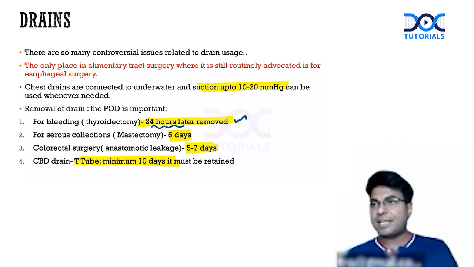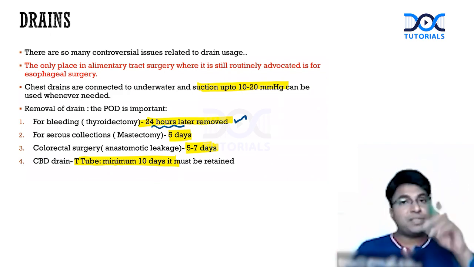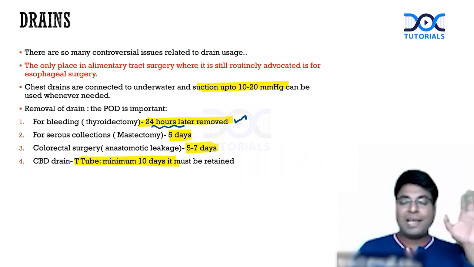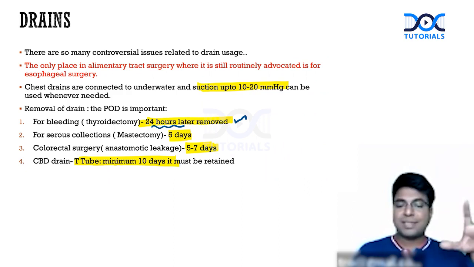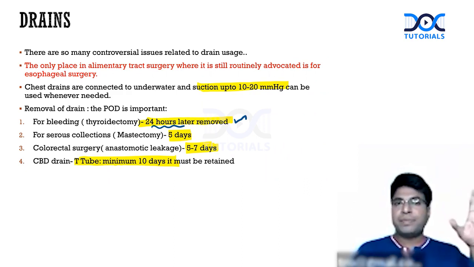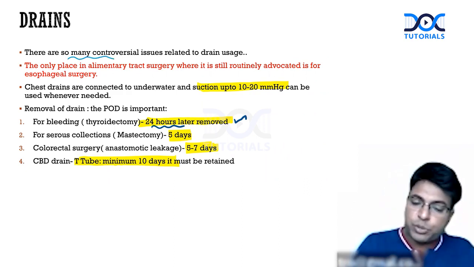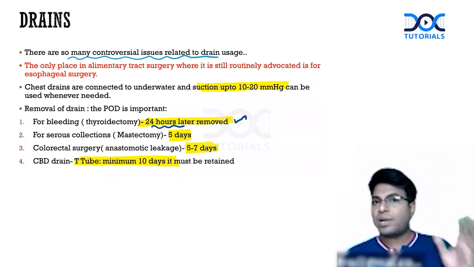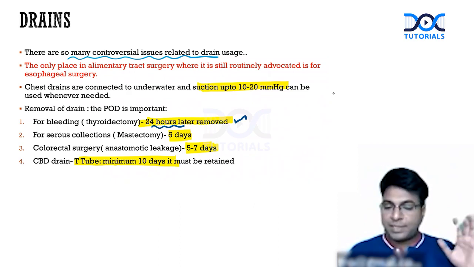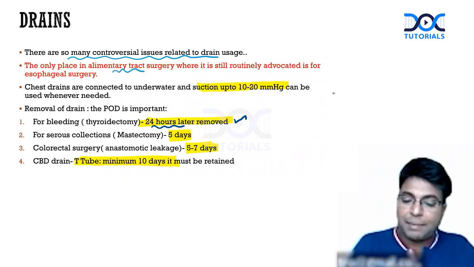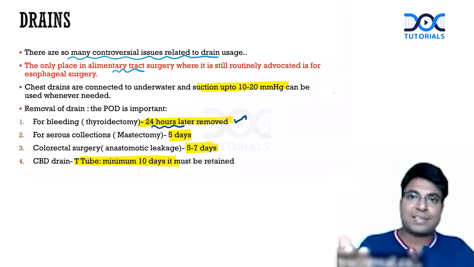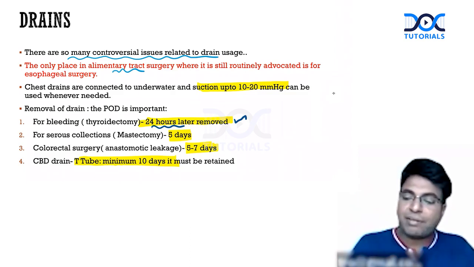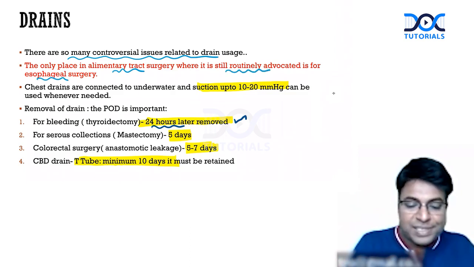So if there are some NEET SS aspirants, I don't know whether they're attending the class, this question is highly expected. Where is the only place in the alimentary tract where a drain is found to be useful? Because the recent concept is telling there is no use of drain. There are so many controversial issues related to the drain, and recently people started never keeping a drain, especially in Western countries, they're not at all keeping drains in any surgery. So the recent concept is, in GIT surgeries after gastrectomy or after colectomy, nowadays nobody is keeping a drain. The only place in the alimentary tract where it can still be advocated is for esophageal surgeries.